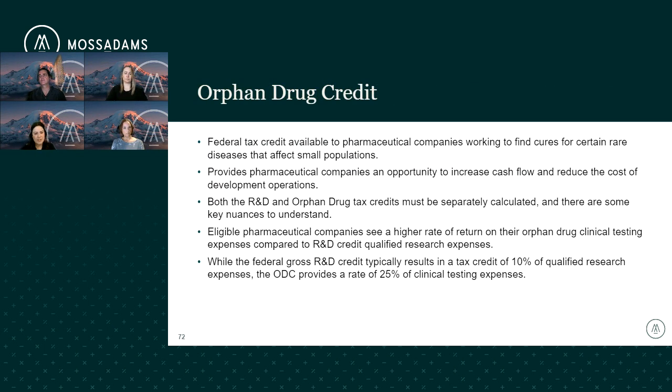And I wanted to close with one more credit here, which may or may not be applicable to most people here, but it's the orphan drug credit. This is usually for pharmaceutical companies that are working to find cures for certain rare diseases that affect small populations. It's very similar to the R&D credit, but you're actually getting 25% of clinical testing expenses back as opposed to 10% of qualified research expenses. But again, this is for a very specific type of activity. But in closing, those are all the credits. So I will pass it on to Chad for closing remarks.